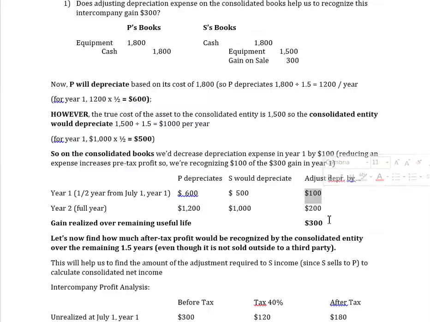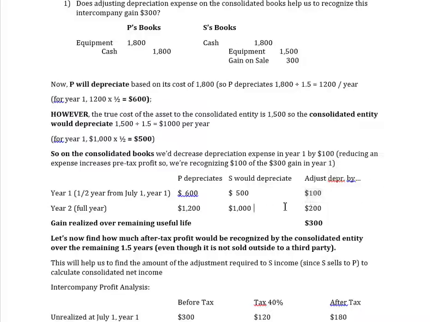So all we're saying is that because the true cost to the consolidated entity of that piece of equipment was $1,500, not $1,800, the consolidated entity would say we should only be depreciating $500. So because the parent would be depreciating $600, we would need to reduce our depreciation expense by $100. So right away, when you decrease an expense, what's going to happen? Your income's going to go up, right? Because you're reducing an expense, your income would go up. So when income goes up, that has the same impact as booking a gain.